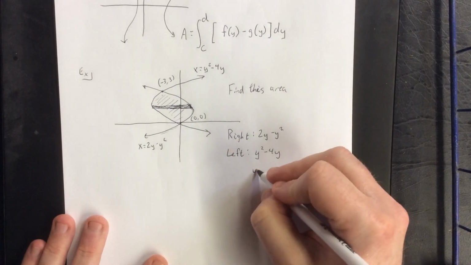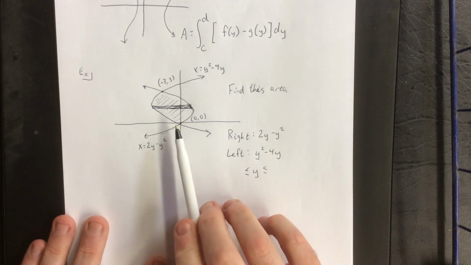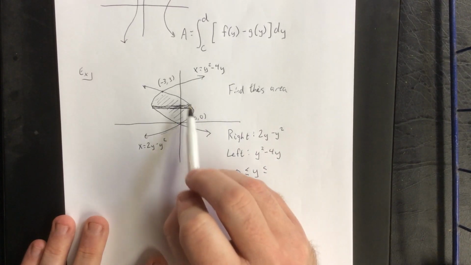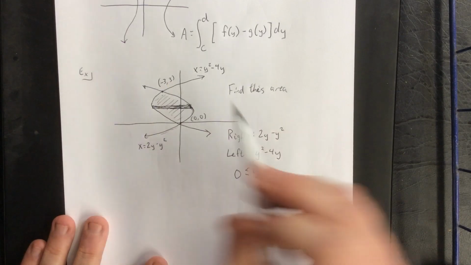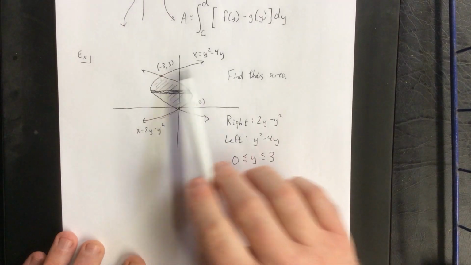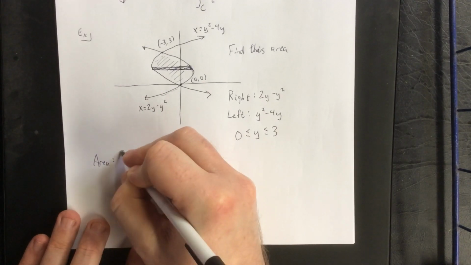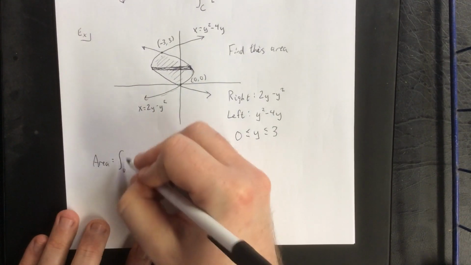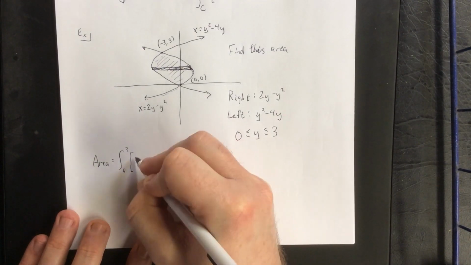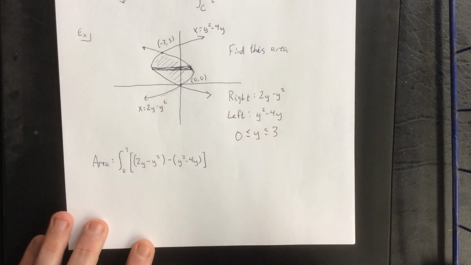As far as bounds for this are concerned, we would be looking for y values, not x values. The lower bound for the interval is the intersection at 0, 0. We'll be taking the y value of 0. For the upper bound, we'll be taking the y value at that point of intersection. That'll be 3. If those were not provided for us, we could set these two functions equal to each other and solve for y. So the total area in question is going to be equal to the definite integral from 0 to 3 of the right function minus the left function, dy.